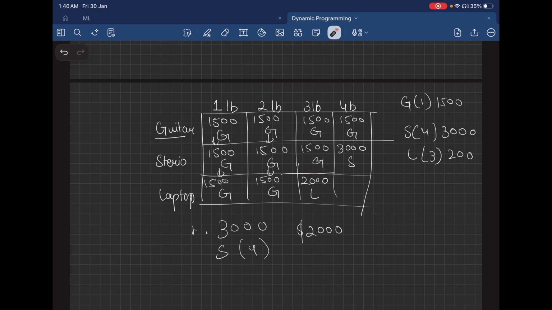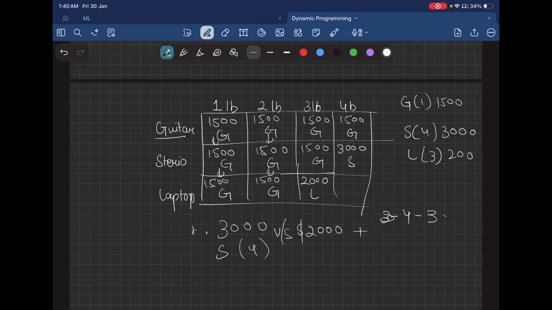So similarly, in this we calculate that we can get the laptop in. Simply, we can either get the previous value or the laptop plus something in the remaining space, which is 4 minus 3. That is the storage space taken by the laptop. That is the remaining 1 pound space.